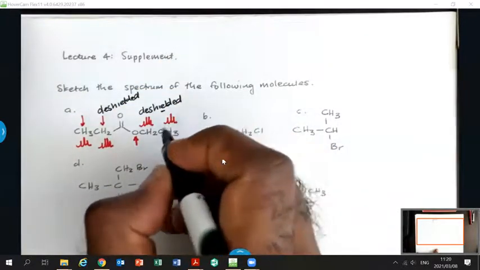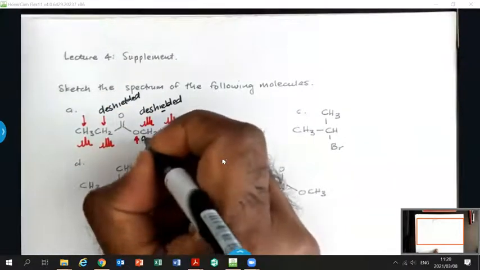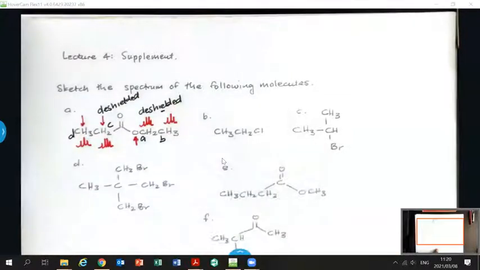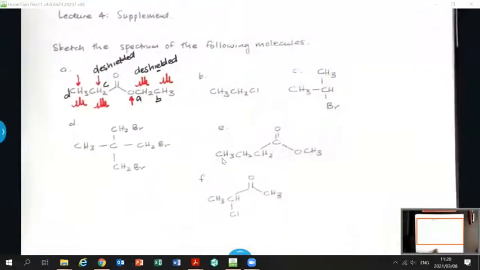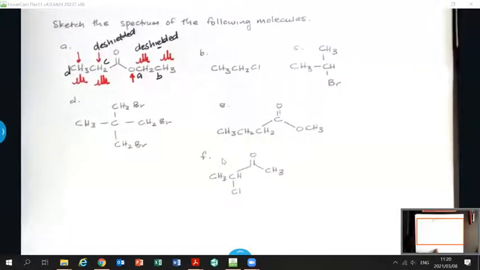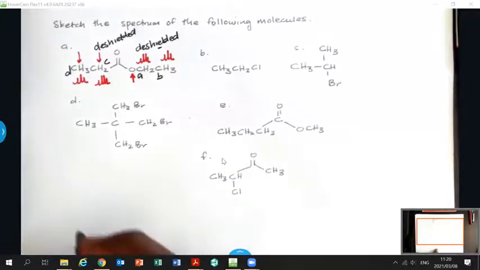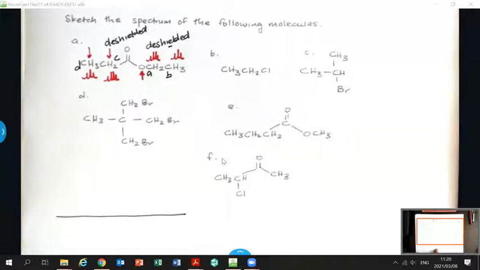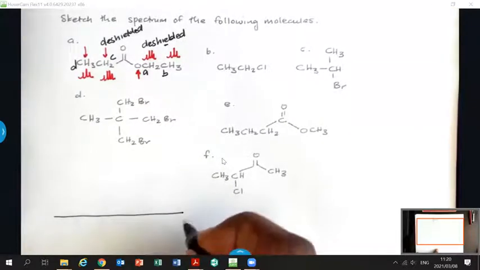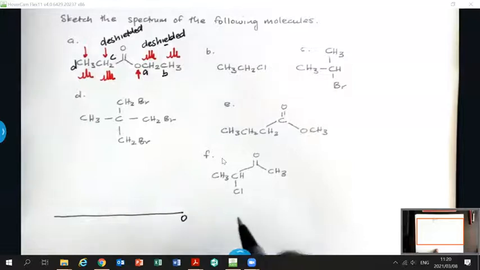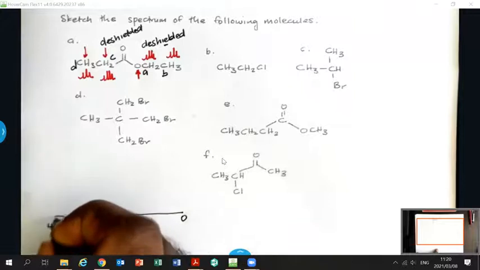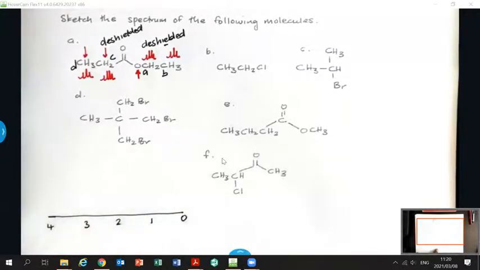So I'm going to label this now, and I'm going to call this A and B and C and D. And I'm going to sketch the spectrum of this particular molecule. I'm just going to sketch it down here so that you can see it. I'll call that 0, and I'll go 1, 2, 3, 4, and then it's 5, 6, 7 after that.